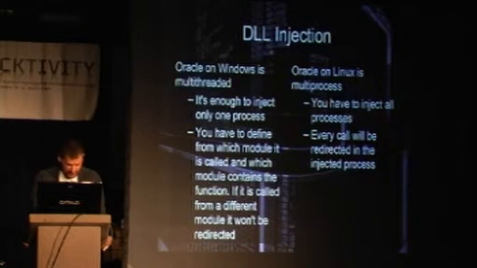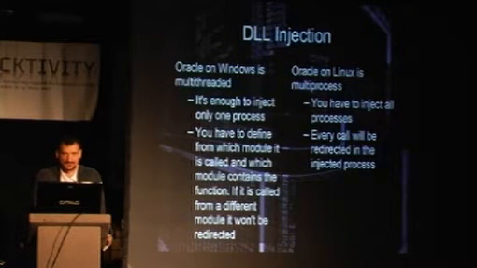What are the other differences between Windows and Linux? One is that the Oracle process on Windows is multi-threaded, so the only thing you need is to attack one process, while on Linux, Oracle is multi-process, so you have to attack multiple processes if you want to redirect everything.